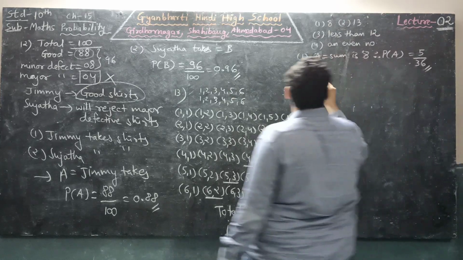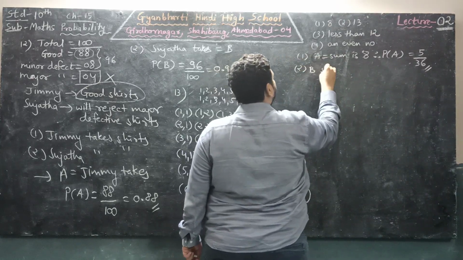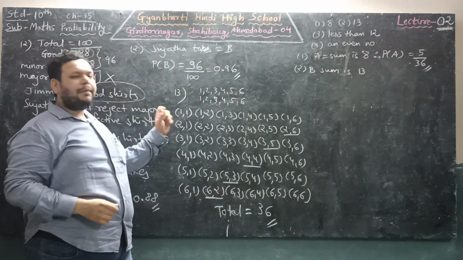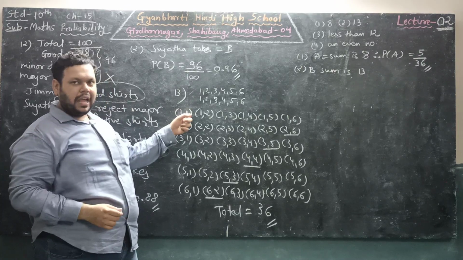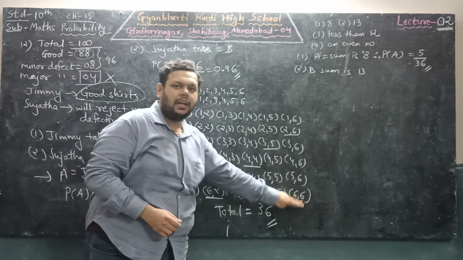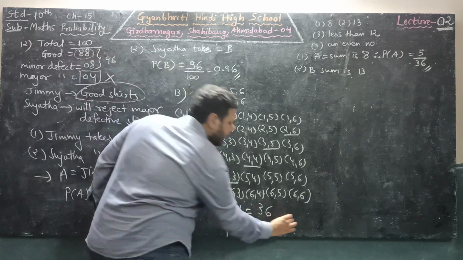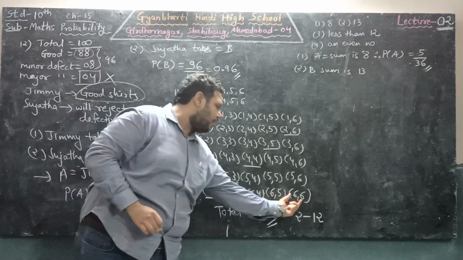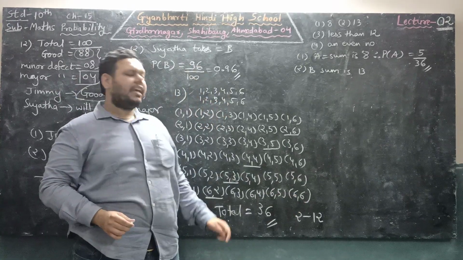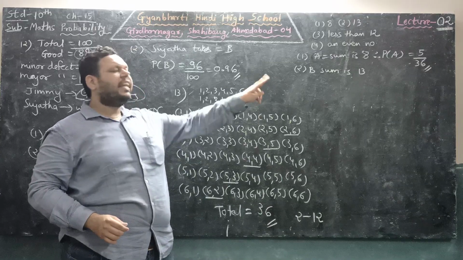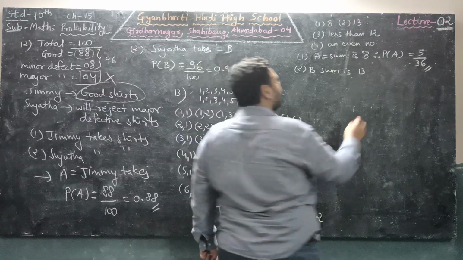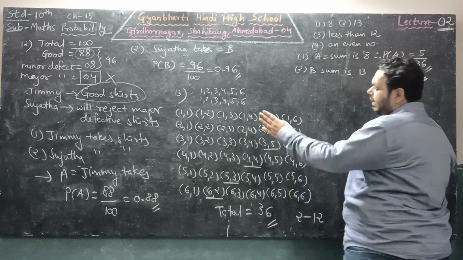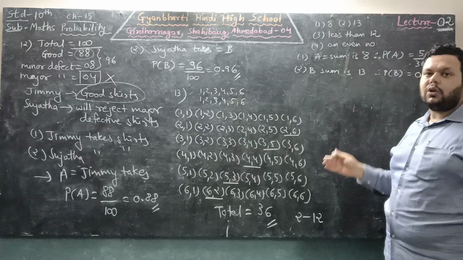Second, the sum is 13. Here the minimum sum is 1 plus 1, 2, and the maximum is 6 and 6, 12. So we have sums ranging from 2 to 12. So we do not have any sum of 13. So it is an impossible event, and the probability of an impossible event is 0.